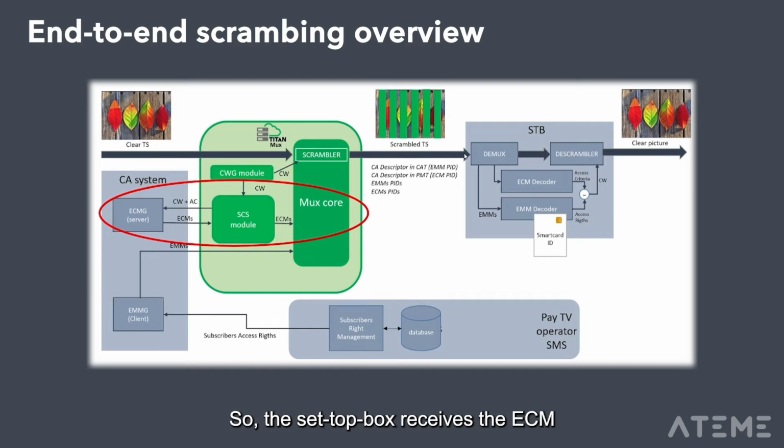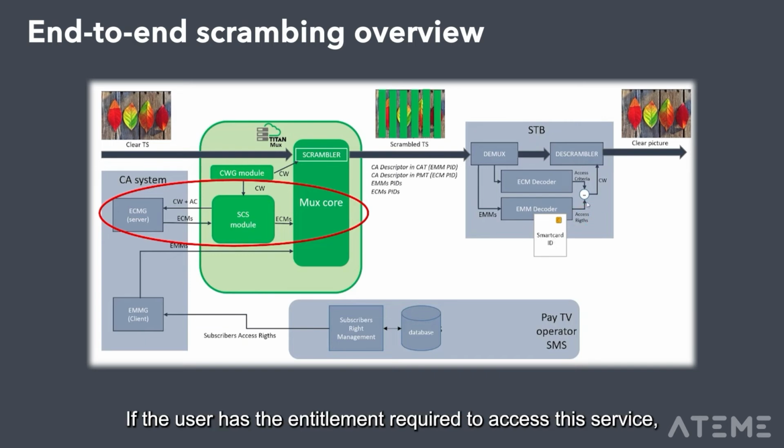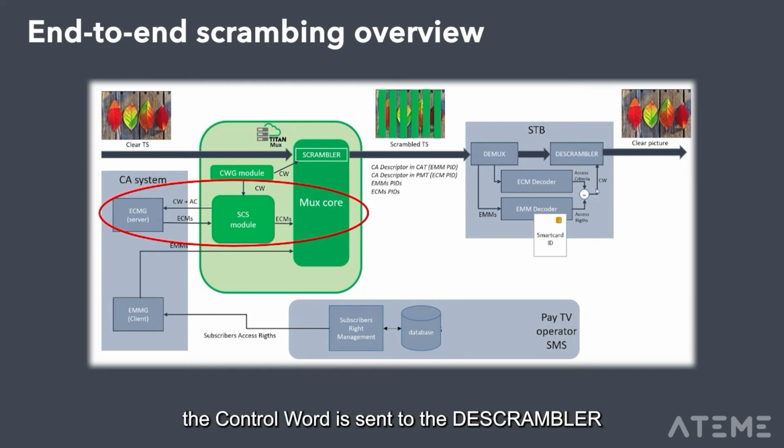So the set-top box receives the ECM and can decrypt it, but before decryption, it needs to check with the smart card whether there are entitlements for that user required to access this specific service. And this is done by matching the access criteria, which is embedded in the ECM, with the access rights that are stored in the smart card. If the user has the entitlement required to access this service, the control word is sent to the descrambler, and then we can see the picture.